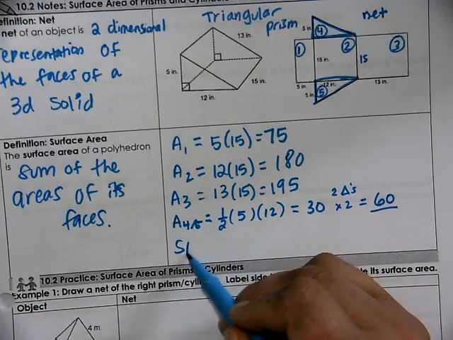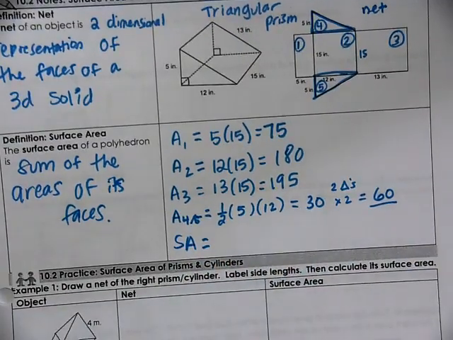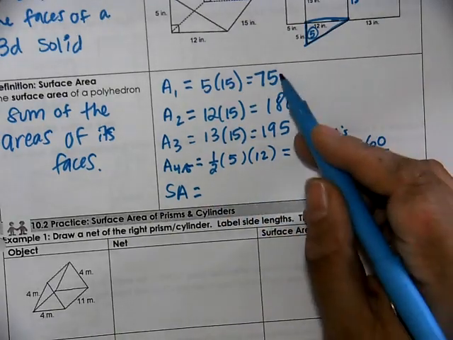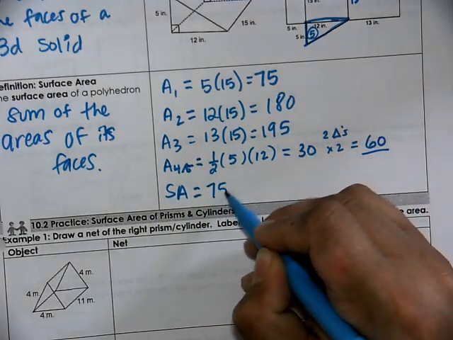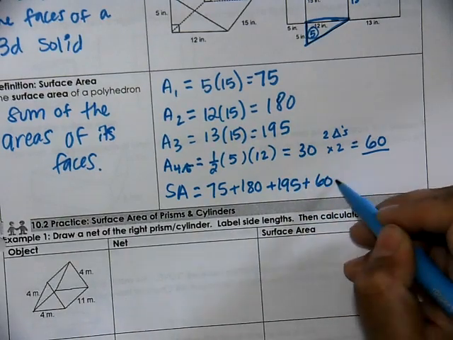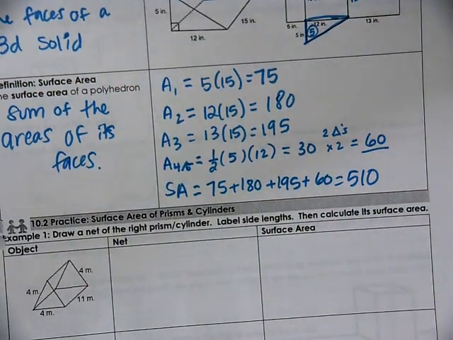So my final surface area, I write it as either SA equals or surface area equals, and I could just add up the 75, the 180, the 195, and the 60 to get 510. These are areas, so my final answer needs square inches. All right, and that would be it for the surface area.